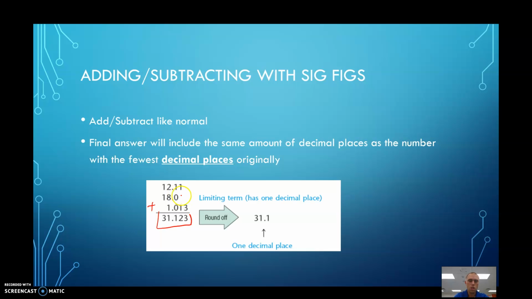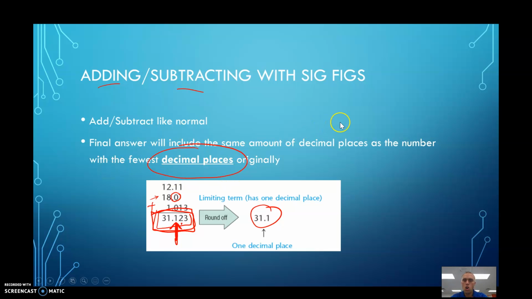So this number right here only has one decimal place. It's listed out to the tenths place. That means that my final answer here has to be rounded to the tenths place. So I'm going to take 31.123 and round it to the tenths place. This 2 says that I keep this number at a 1, so 31.1 would be my answer. That's the rule for addition and subtraction: you're looking at decimal places.